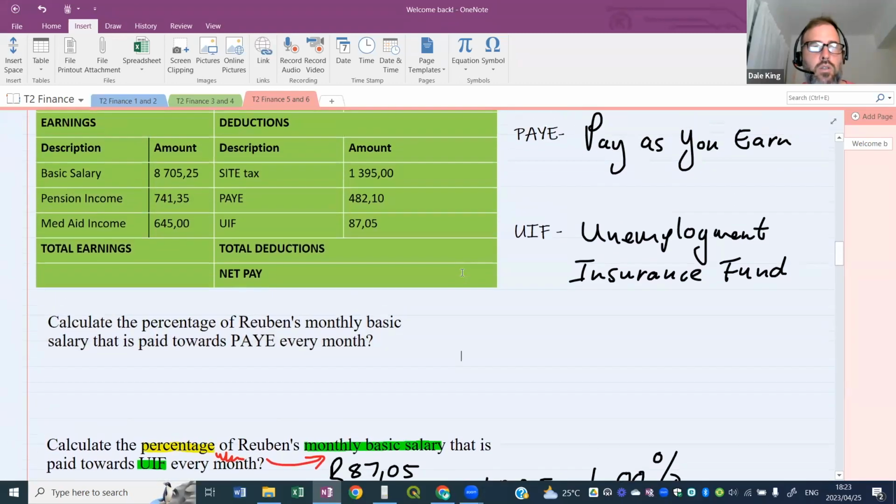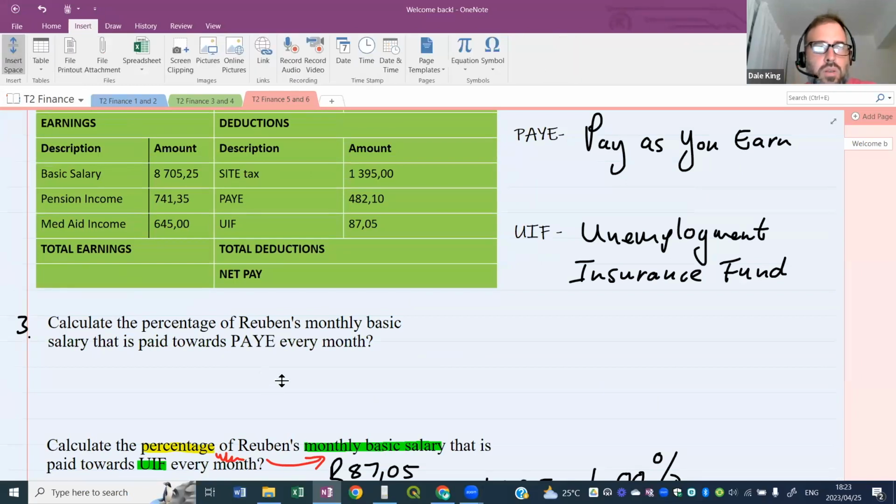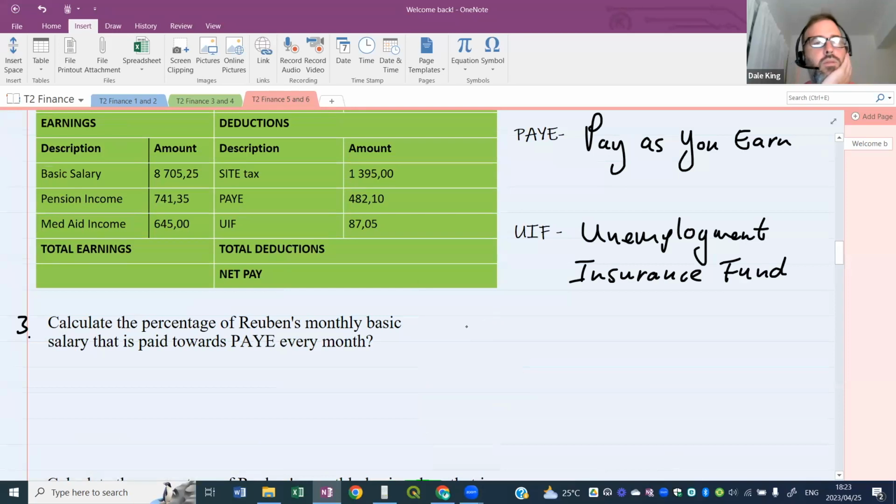All right, so there's the question. I'll call it question number 3, just for reference. All right, this is the question we're trying to do. We want to calculate what percentage of Ruben's monthly basic salary is paid towards PAYE. Yes, that's very good. That's exactly what you need to do. Good job. Calculate the percentage of Ruben's monthly basic salary that is paid towards PAYE every month.